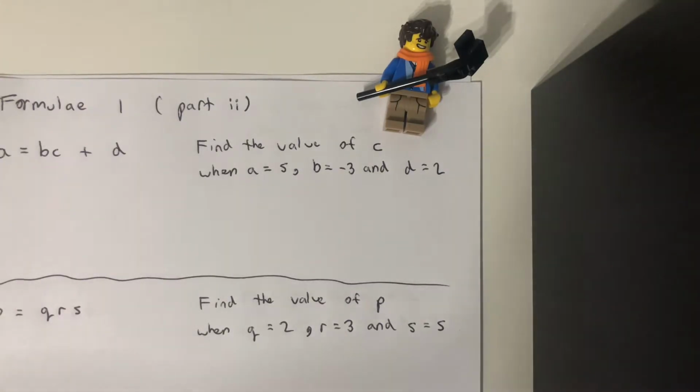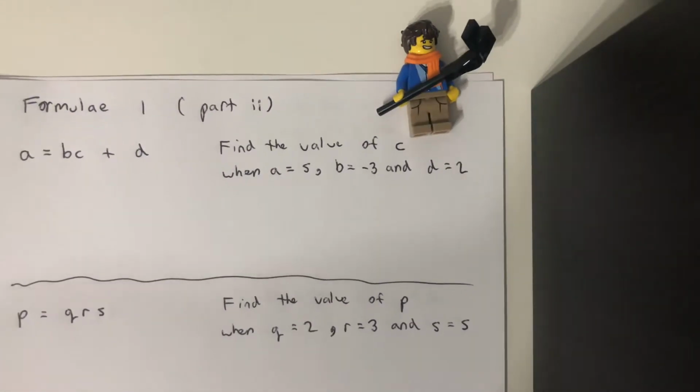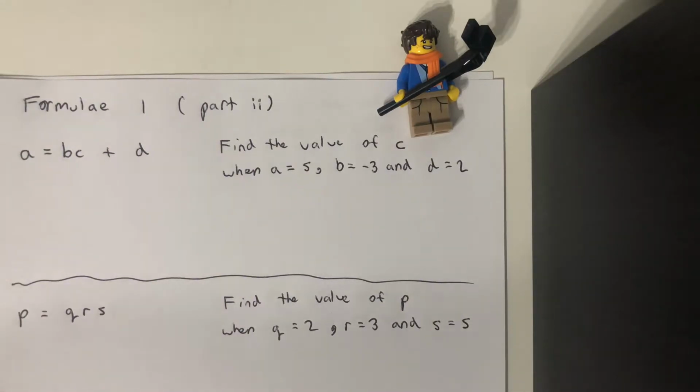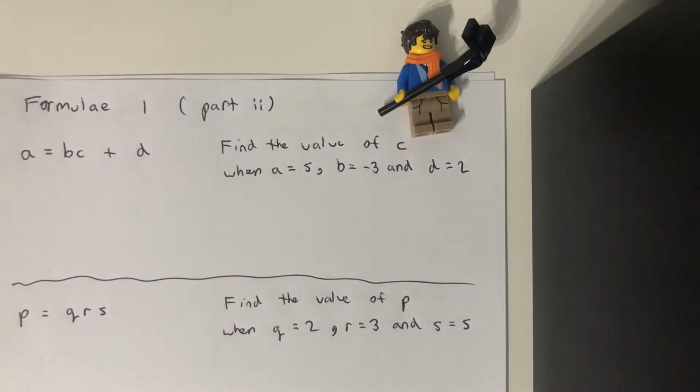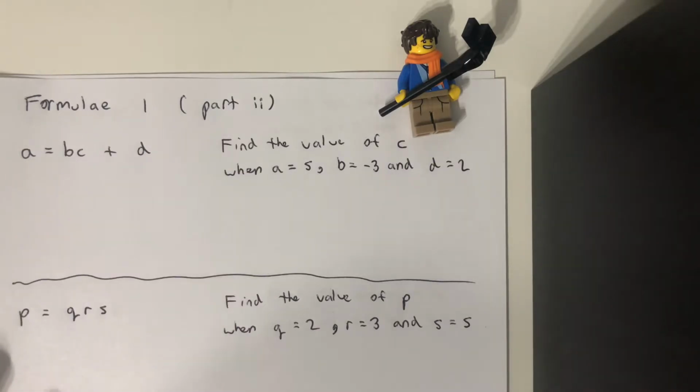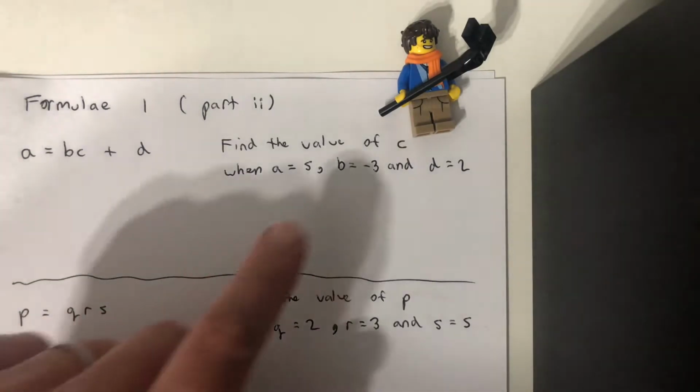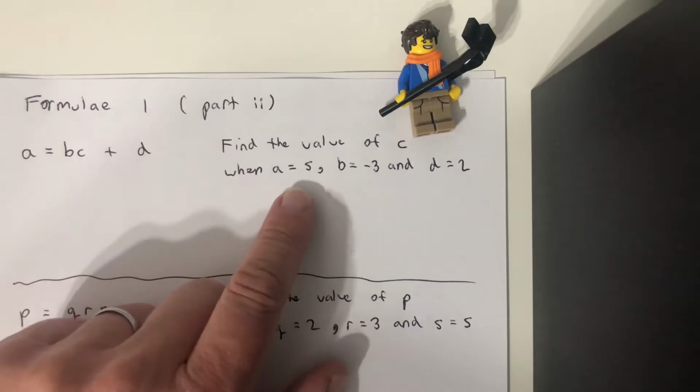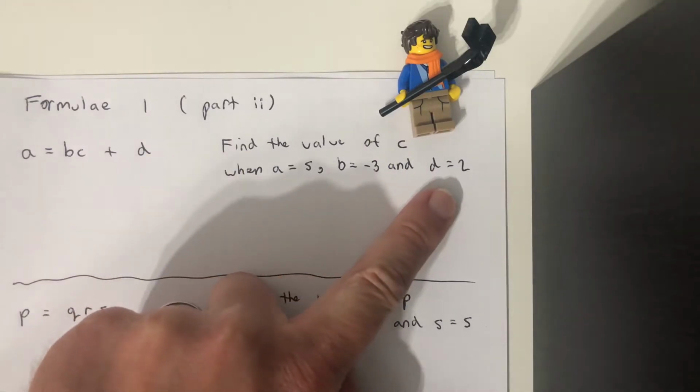I've got some negative numbers mixed in just to make it a little bit more challenging, but very similar to last time. This carries on your original Formulae 1 sheet. Anyway, A equals B, C, add D. I think that's the same as the one we ended up with. But this time we're going to work out what C is. So we've been told A is 5, B is -3, and D is 2.